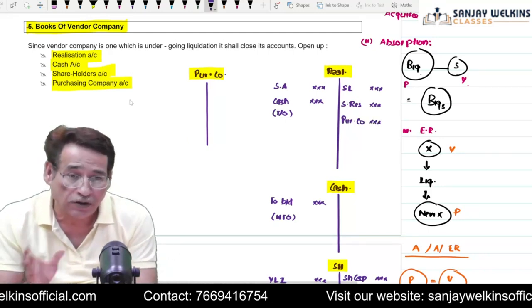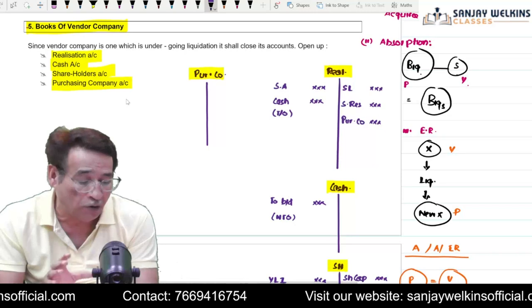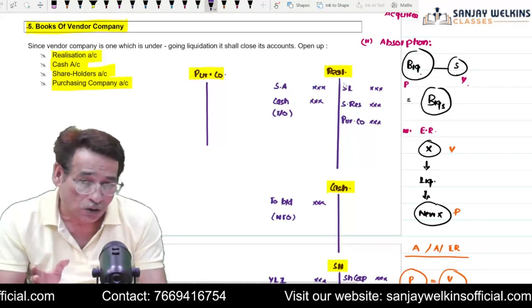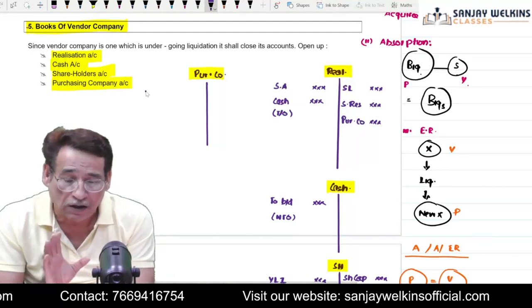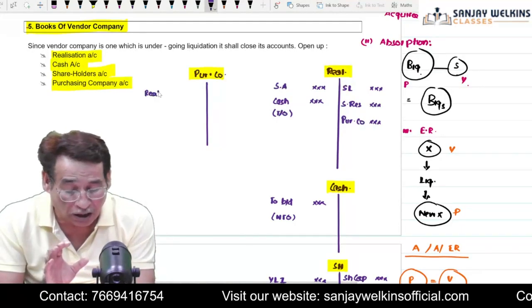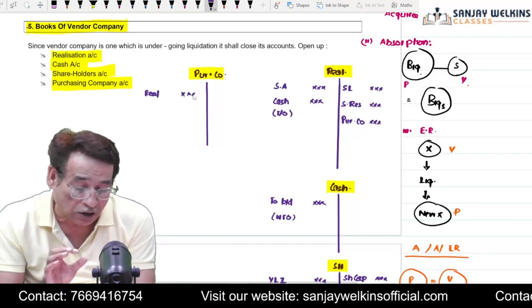And obviously, because I have passed the entry, purchasing company account debit to realization account. So on the realization, I have written by purchasing company. On the debit side of purchasing company, now I am going to write here to realization account. Correct? This is the due entry.